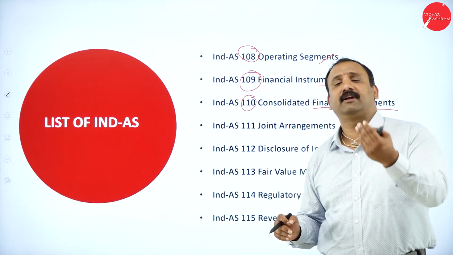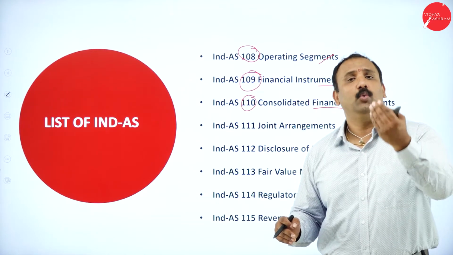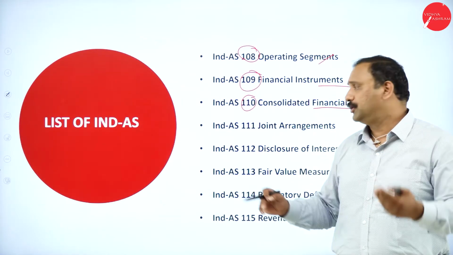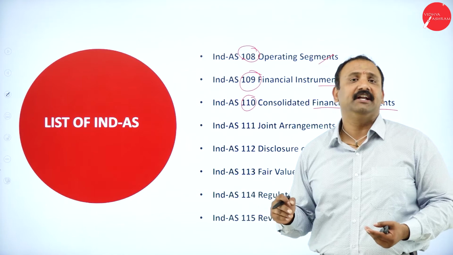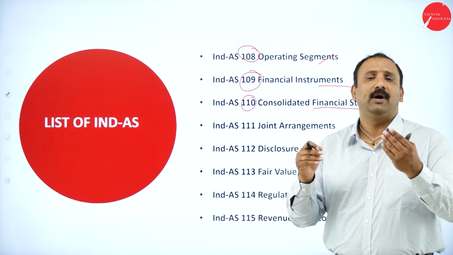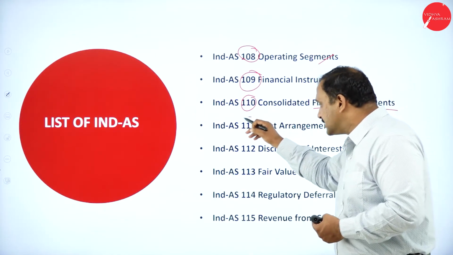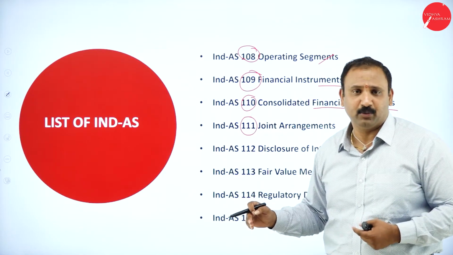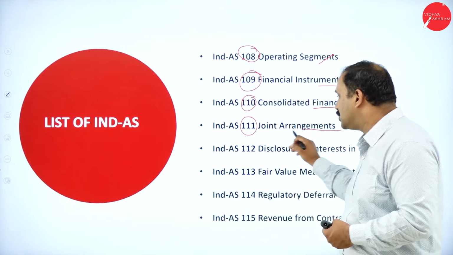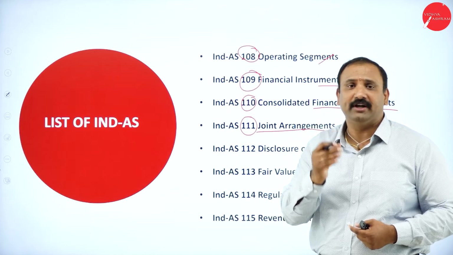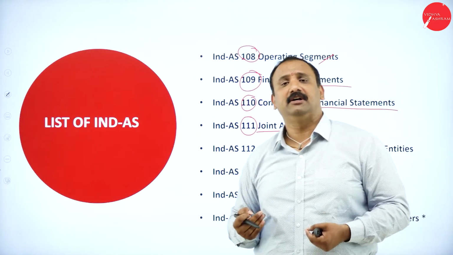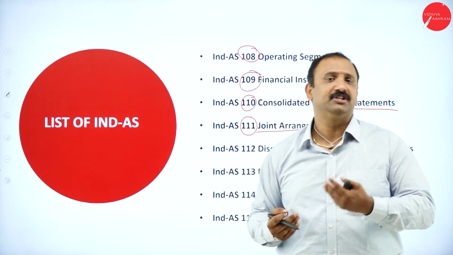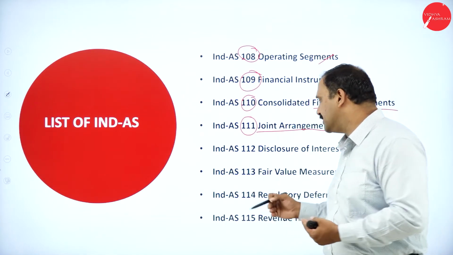What are all the consolidated financial statements? Where can I find them? For which you need to go through this standard, Indian Accounting Standard 110. Now, Indian Accounting Standard 111 will talk about joint arrangements. So whatever joint arrangements the company has made in terms of raising funds or joint ventures or any other kind of factors will be mentioned here.